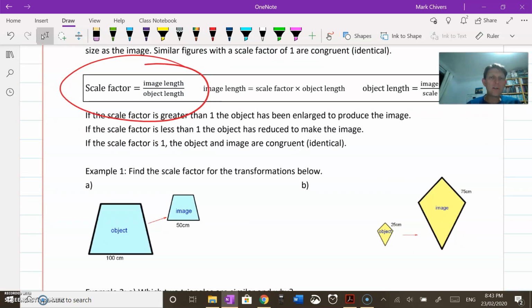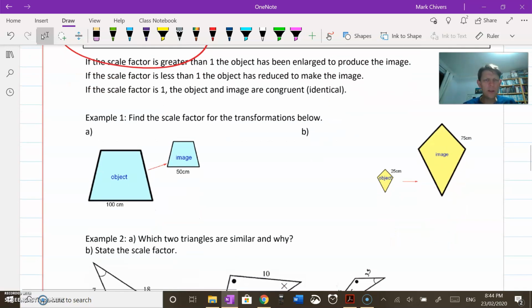If the scale factor is greater than 1, then the object has been enlarged to produce the image. So we started with a small object and it got bigger. If it's less than 1, then the object has reduced. If it's a scale factor of 1, it means that the two are the same size.